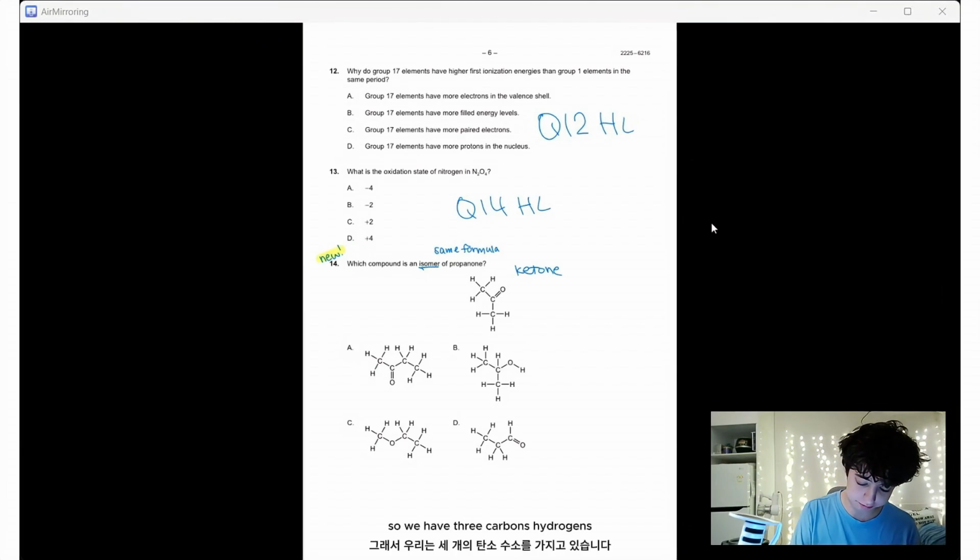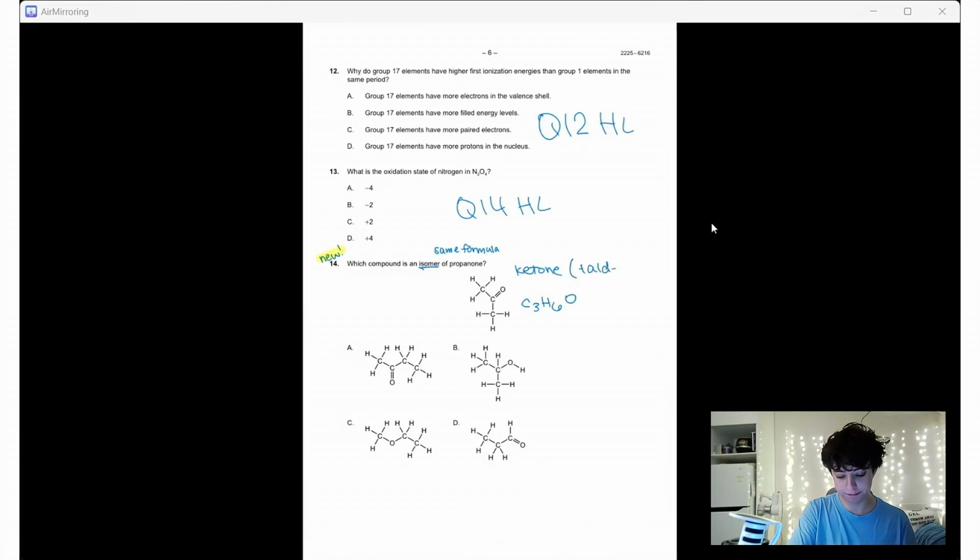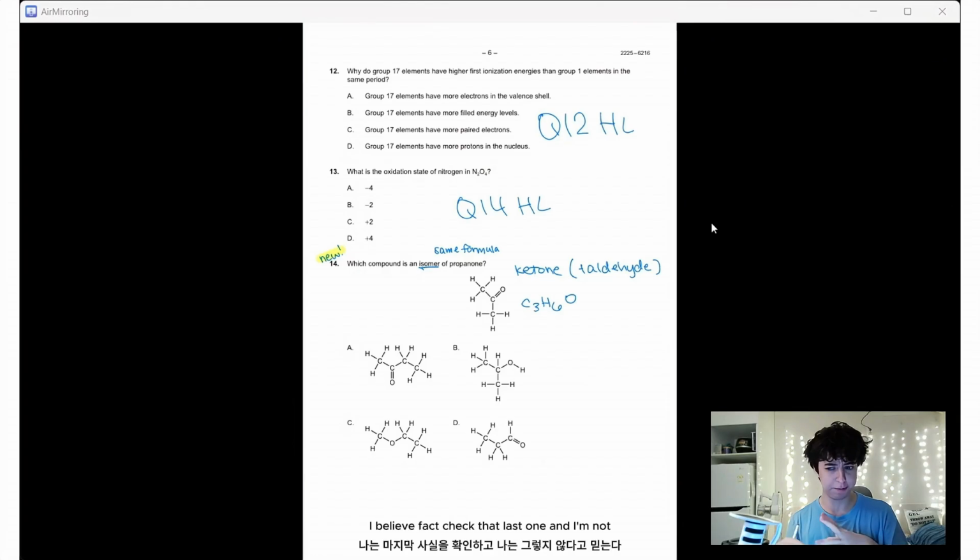So we're just going to count. We have 3 carbons, hydrogens, 1, 2, 3, 4, 5, 6, and then 1 oxygen. You could just count and see where that gets you. But also a good trick is that a lot of the functional group isomers specifically come in pairs. Ketones are always going to have an isomer that is an aldehyde. The same thing applies for carboxylic acids and esters, as well as ethers and alcohols, I believe. Fact check that last one, my memory might be failing me. But either way, ketones and aldehydes are the very classic example that commonly comes up.